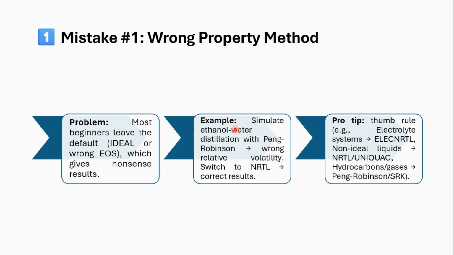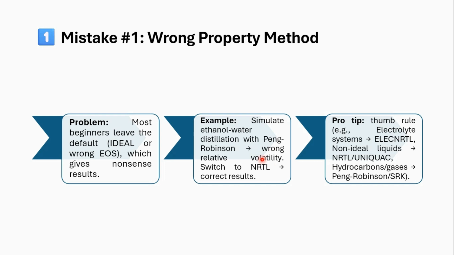For example, if you have selected Peng-Robinson as the thermodynamic property package, it will give you a wrong answer for relative volatility. It means you are on the wrong side, in the equation of state. But once you switch to NRTL, non-random two liquids, you will get the right results. So you have to select the suitable property package to proceed with your simulation.